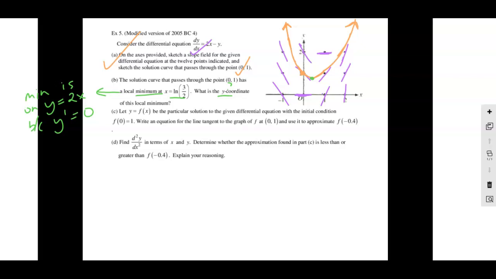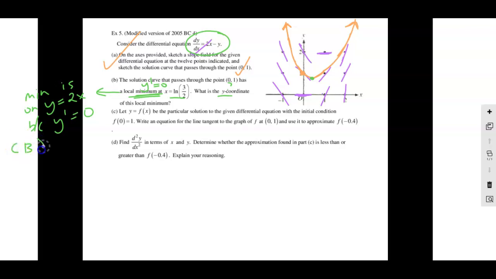But luckily, we don't really need to. Remember, we have the x coordinate. And what else do we know about this point? Since it's a minimum, we know the derivative has to be 0. So which equation can we plug it into? We don't have the original equation for that orange curve, but I do have the differential equation, which works not only for the orange curve, but for every curve in that slope field. So let's plug into the differential equation.